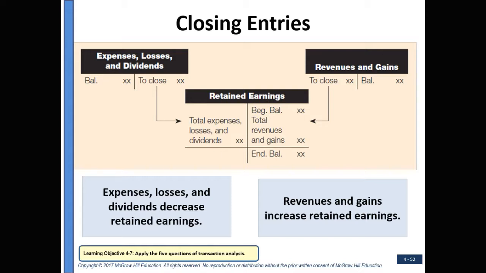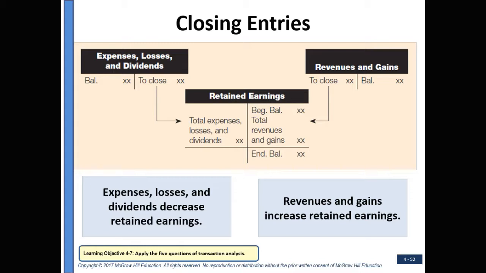The normal balances for expenses, losses, and dividends are debit balances. The closing entry for those accounts results in a credit to the respective account and a corresponding debit to the retained earnings. Expenses, losses, and dividends decrease retained earnings.